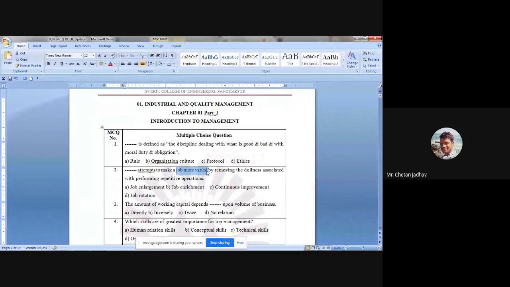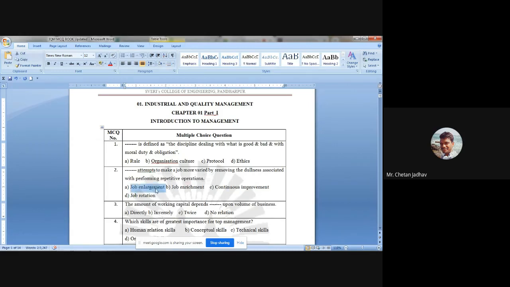Second question, varied. Job more varied means the customer wants a variety of jobs, so we have to create different kinds of jobs by removing the dullness associated with performing repetitive operations. There are four options: job enlargement, job enrichment, continuous improvement, and last one job rotation. We have to create variety, so which option should we choose?